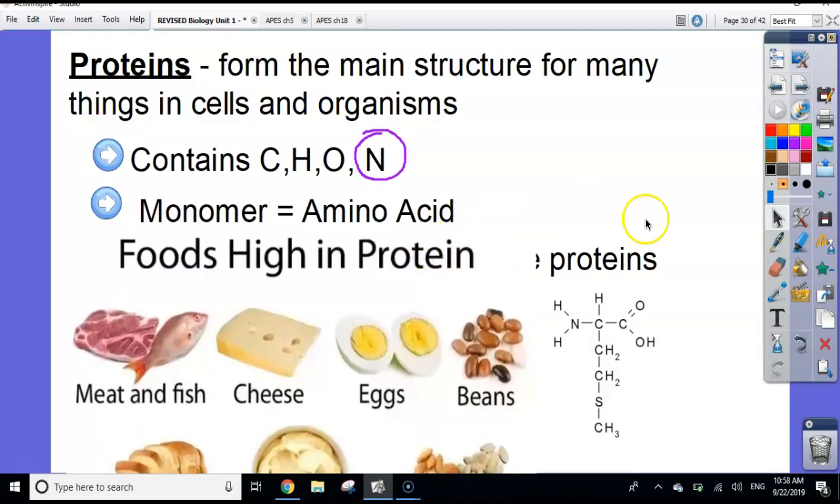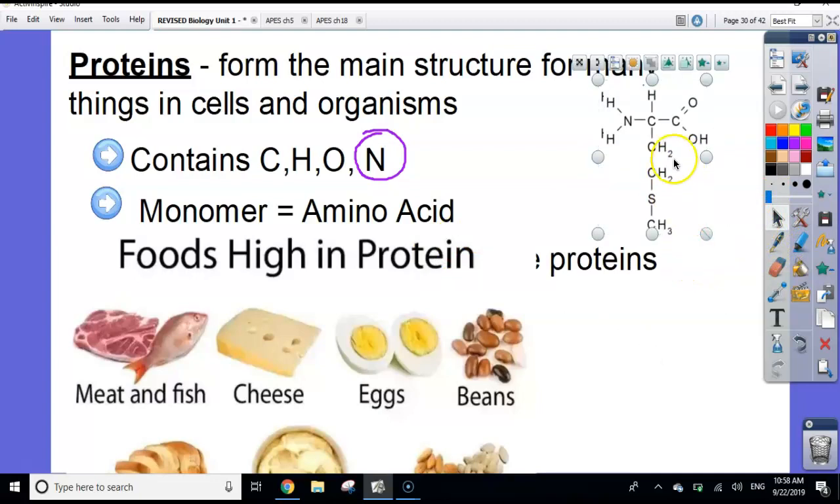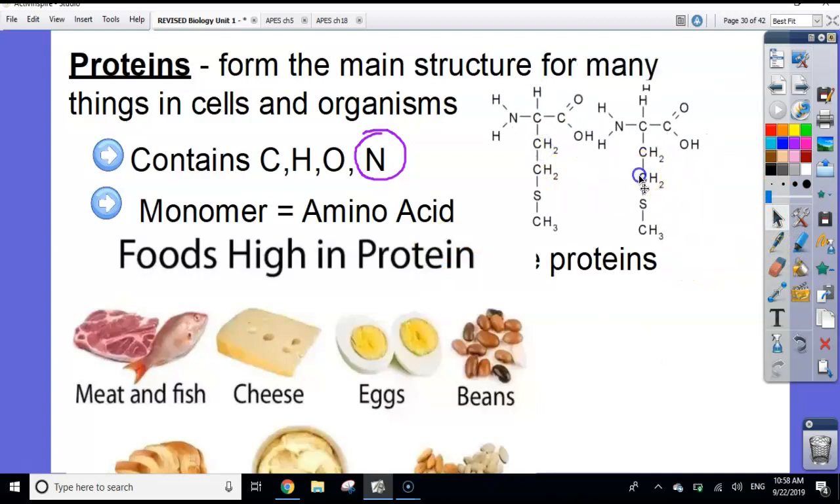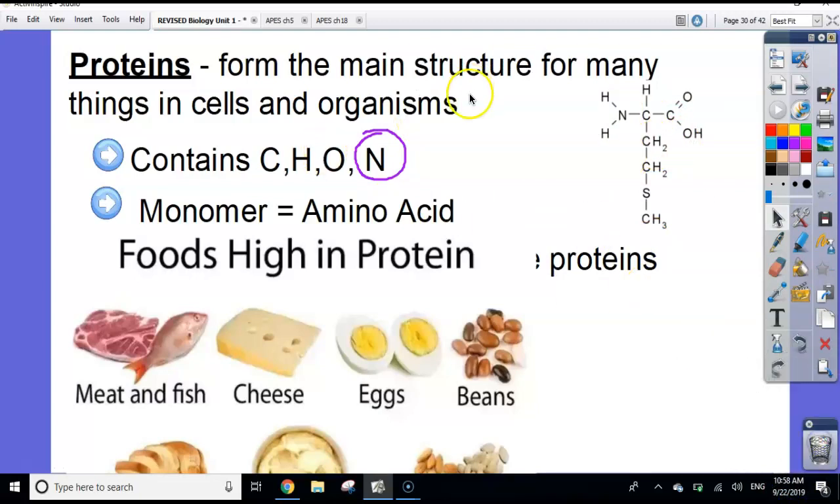Now, the building block of a protein is called an amino acid. So this is an example of an amino acid. If I had a whole bunch of amino acids and I put them all together, I could make a protein, right? So building blocks, these are my building blocks. When I put a bunch of them together, I can make a big molecule that's a protein.